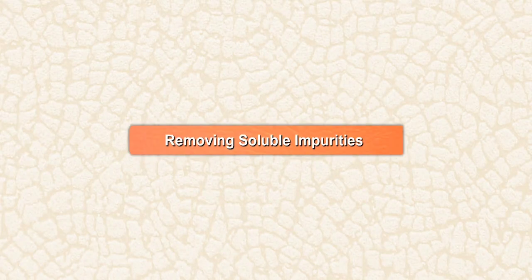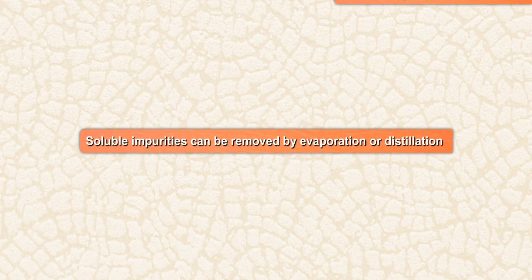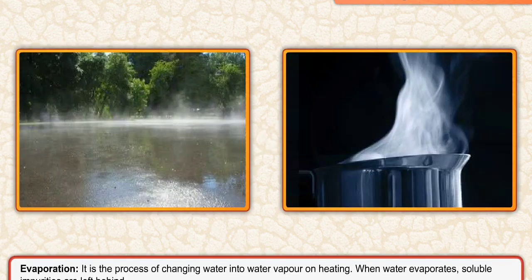Removing soluble impurities. Soluble impurities can be removed by evaporation or distillation. Evaporation is the process of changing water into water vapor on heating. When water evaporates, soluble impurities are left behind.